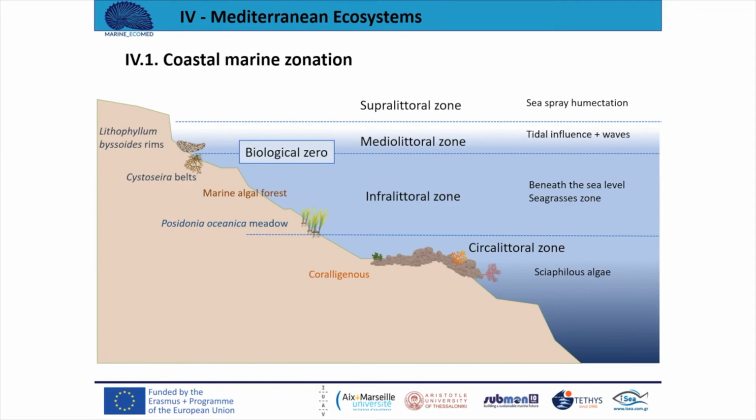Posidonia oceanica meadows. In this area, you will find also the marine algal forest. The circalittoral zone is characterized by dim condition of light, and its lower limit is the lower limit of the development of the seaweeds, sometimes up to 120 meters depth.